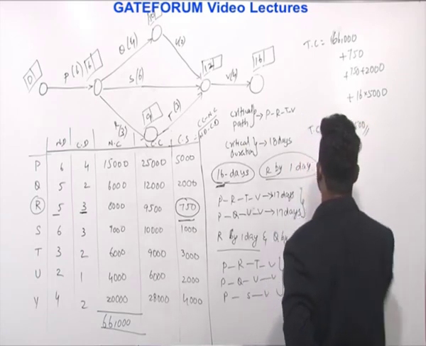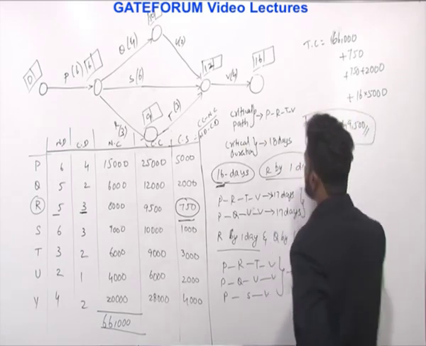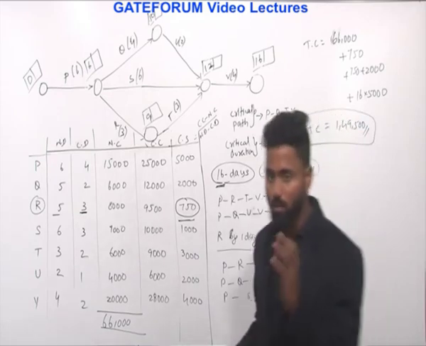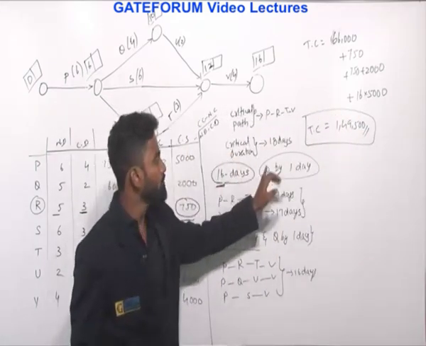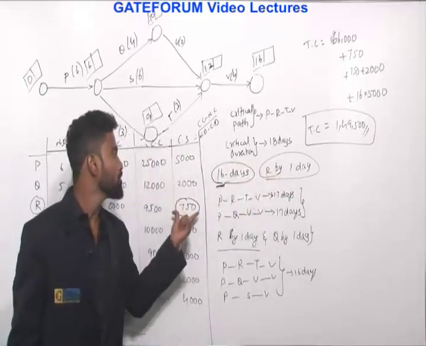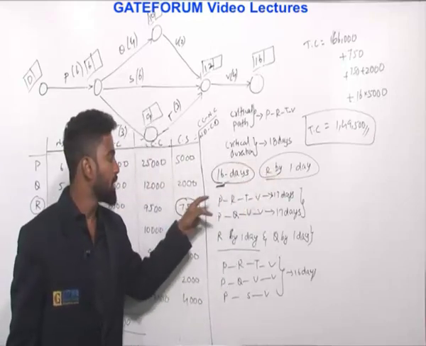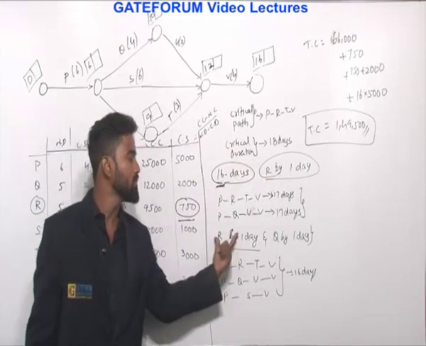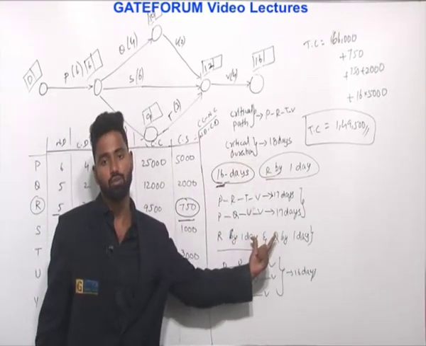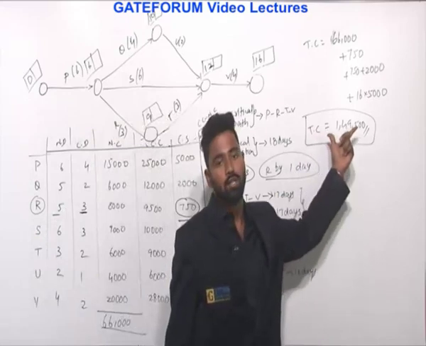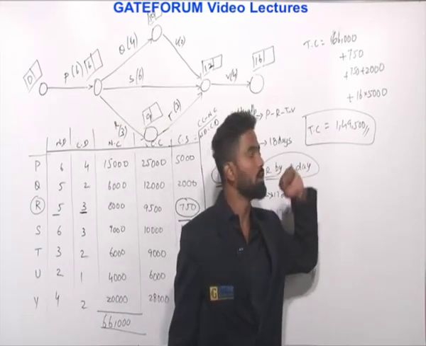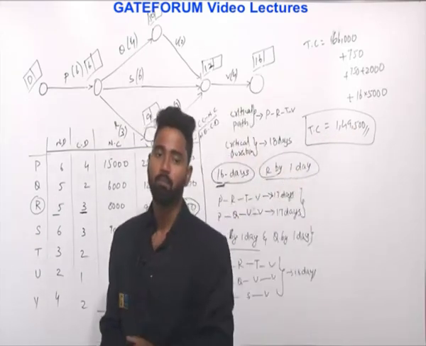And finally if you add all these things, the total cost will be 1,49,500, something like this. So the idea is very important: which one you have to crash. He asked for 16 days, so first you have to crash the one whose cost slope is less. Next, for combined crashing, you also have to see for which the combined cost slope is less. From this you will get the total cost, that is equal to 1,49,500. Thank you.